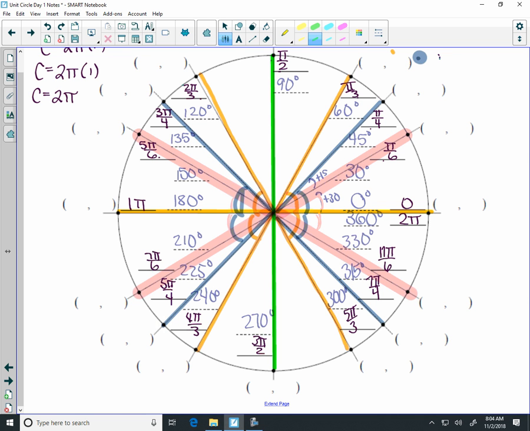The sixths are all kind of tight into the x-axis. The sixths, pi over 6, 5 pi over 6, 7 pi over 6, and 11 pi over 6 are all pi over 6 units or 30 degrees away from the x-axis. The fourths are all pi over 4 from the x-axis. The thirds are all pi over 3 from the x-axis.